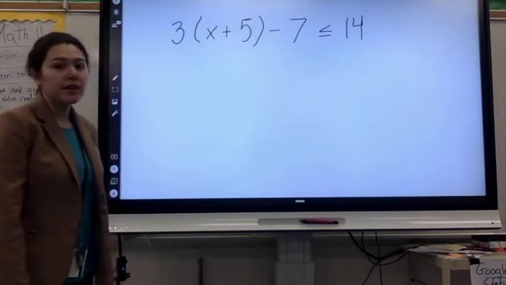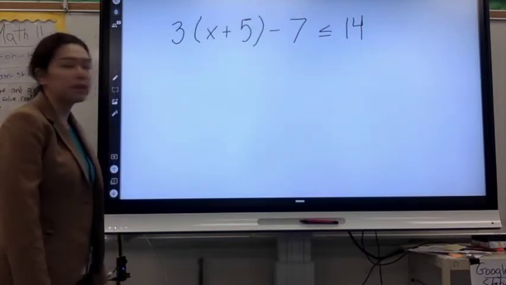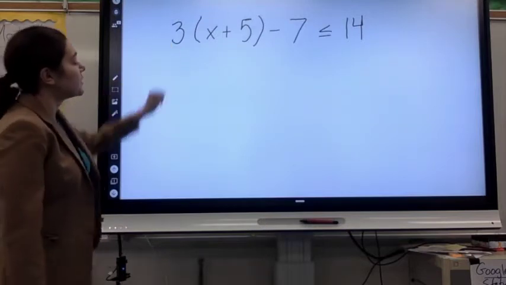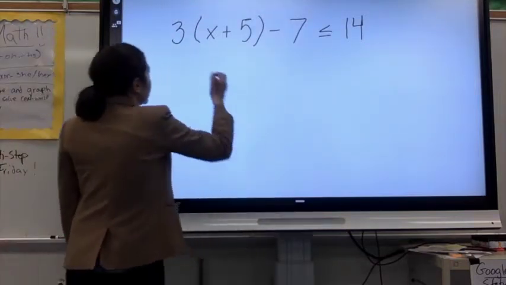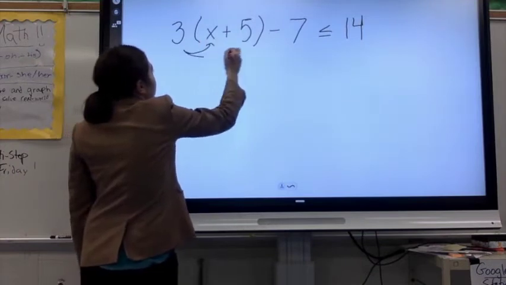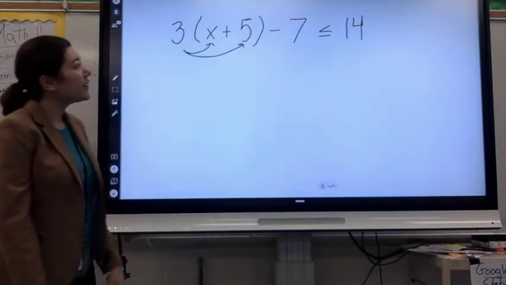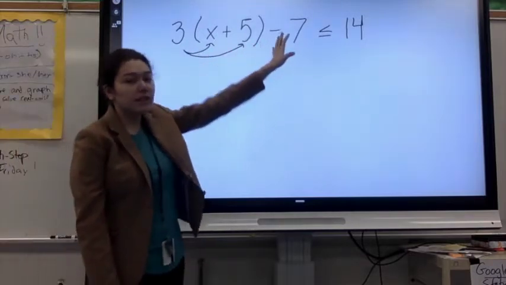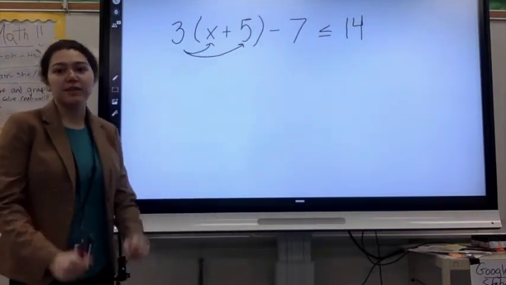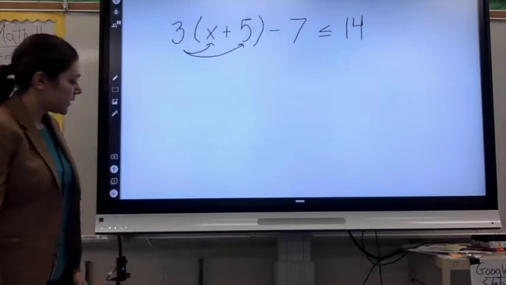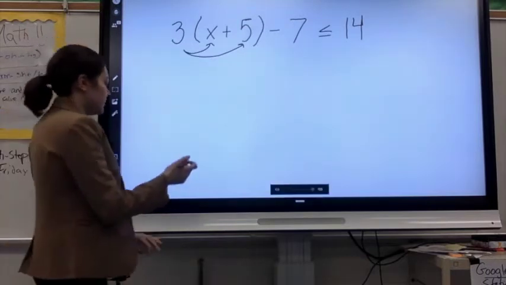Okay, so I have 3 times the quantity x plus 5, minus 7, is less than or equal to 14. Like I said, my first step is going to be distributing when I need to. So I have 3 out front, and I need to distribute that to the x, and then distribute that to the 5 that is in the parentheses. Note I'm not distributing that to my negative 7, because that is not in parentheses, so that does not get the 3.